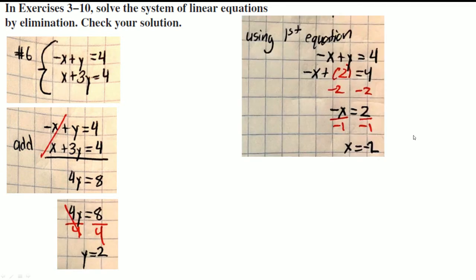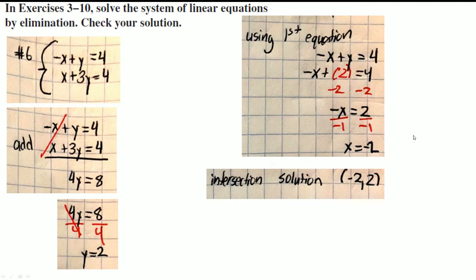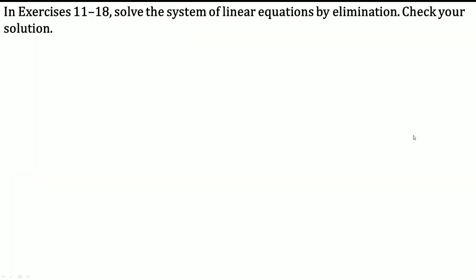Now I use the first equation to get the other variable, which is x. I have negative x plus y is equal to 4. Negative x plus 2 is equal to 4 because I substitute y with the value of 2. Subtract 2 from both sides to get x alone. I have negative x is equal to 2. Divide both sides by negative 1, or multiply by negative 1, and you get x equals negative 2. The intersection solution is negative 2, comma 2.